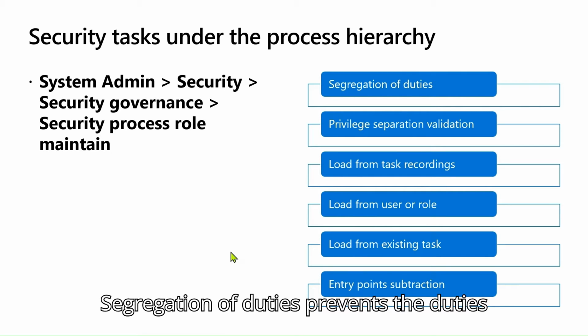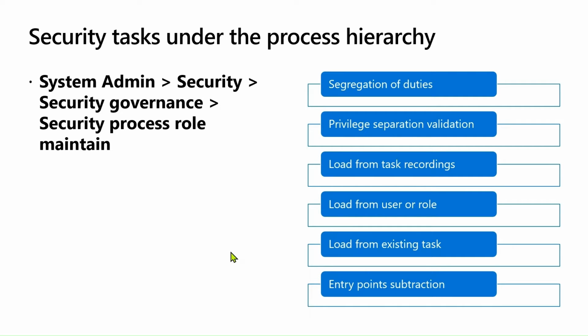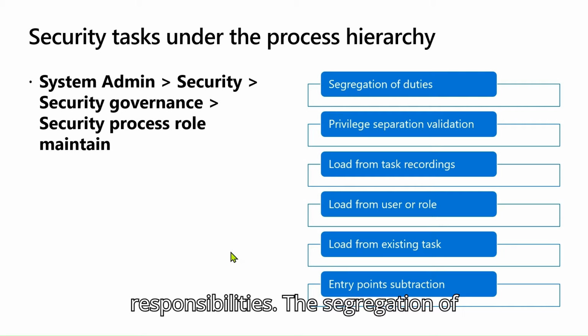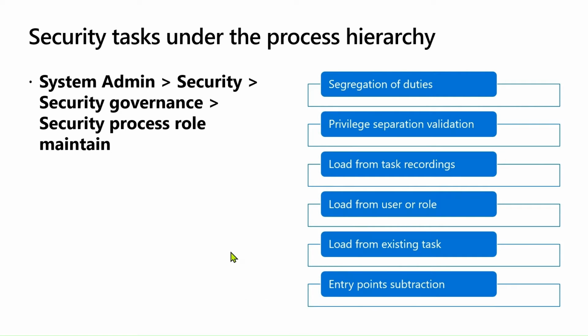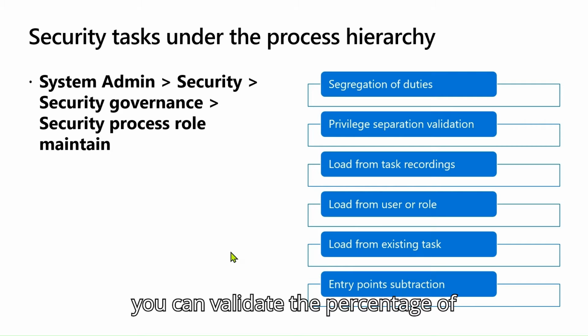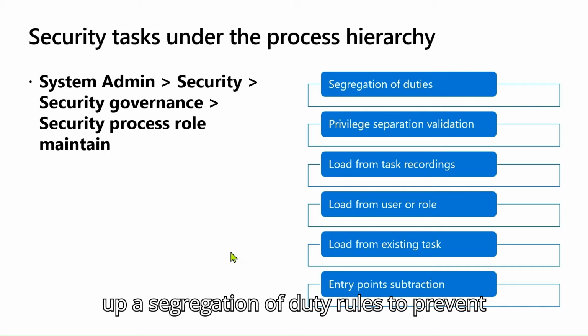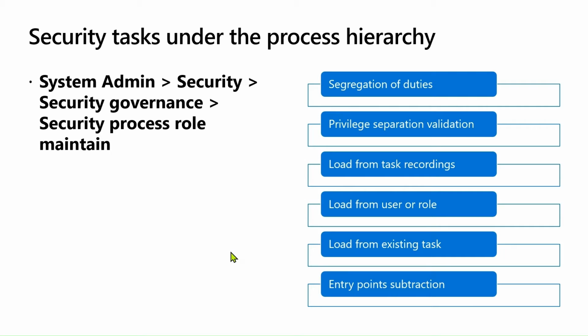Segregation of duties prevents duties that have overlapping privileges and roles that have overlapping responsibilities. The segregation of duties can be enabled on the parameters page. After you create a new task and assign an entry point to it, you can validate the percentage of overlapping duties. You can set up segregation of duty rules to prevent users from saving conflicting duties.